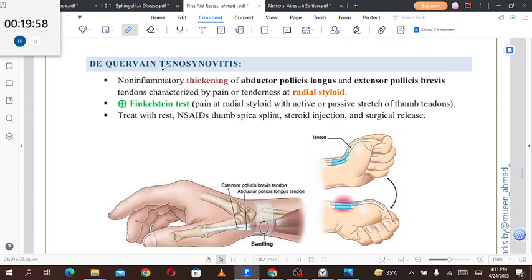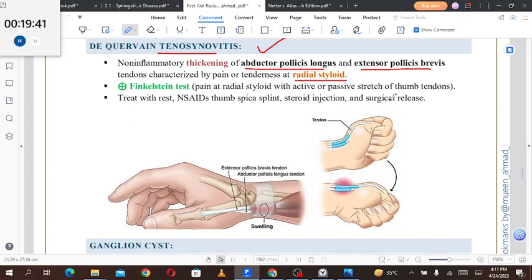Then we have de Quervain tenosynovitis, non-inflammatory thickening of the abductor pollicis longus and extensor pollicis brevis. So what is that? De Quervain tenosynovitis is a non-inflammatory thickening of the abductor pollicis longus and the extensor pollicis brevis, characterized by pain or tenderness at the radial styloid. Positive Finkelstein test: pain at the radial styloid with active or passive stretch of the thumb tendons. Treat with rest, NSAIDs, thumb spica splint, steroid injection, and surgical release.